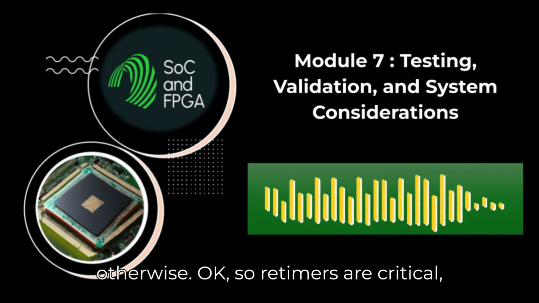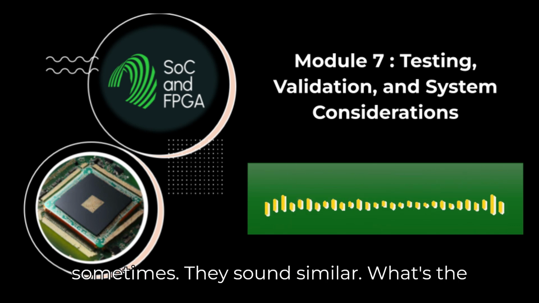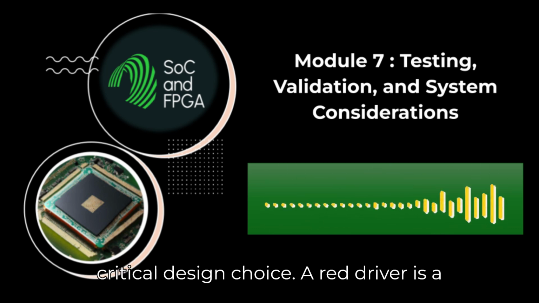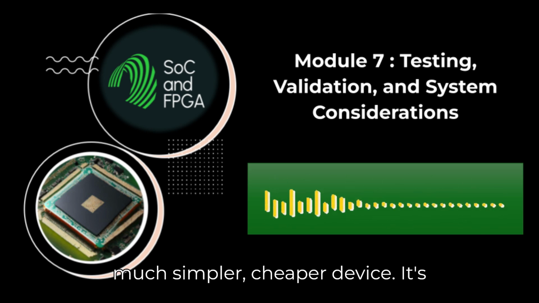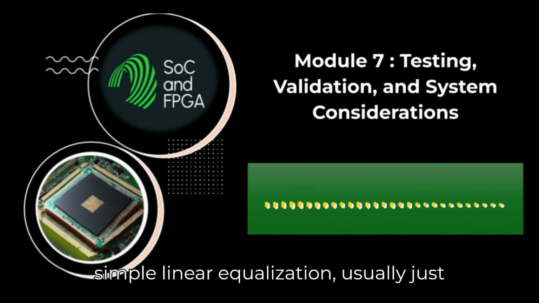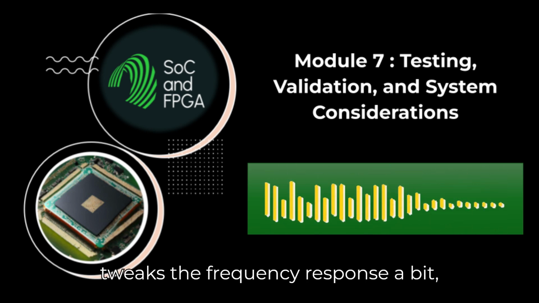Okay, so retimers are critical. But we also hear about redrivers sometimes. They sound similar. What's the difference, and why is it so important for Gen 6? Great question, because it's a critical design choice. A redriver is a much simpler, cheaper device. It's basically an analog amplifier with some simple linear equalization, usually just CTLE. Just boosts the signal and maybe tweaks the frequency response a bit.